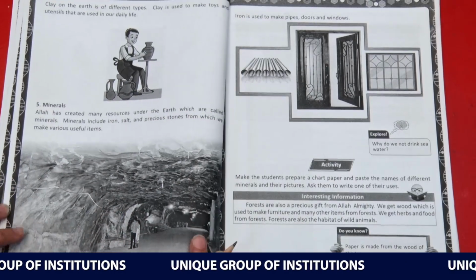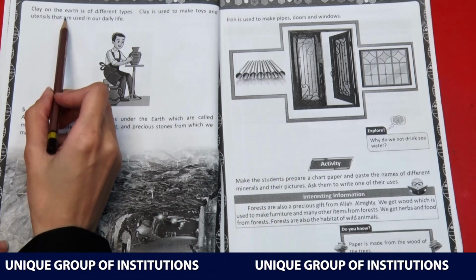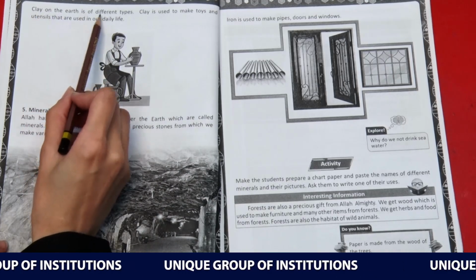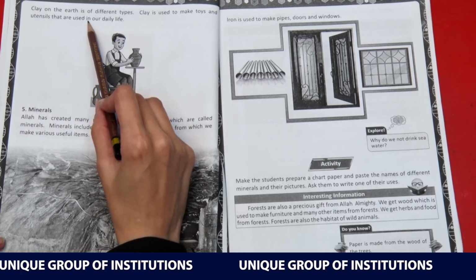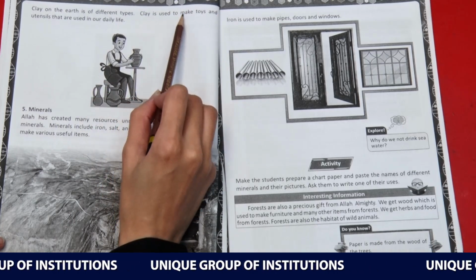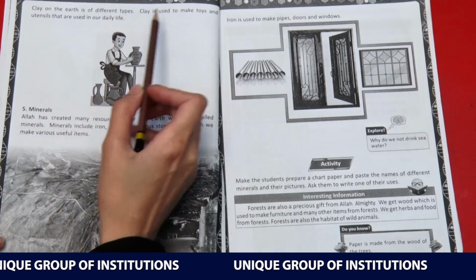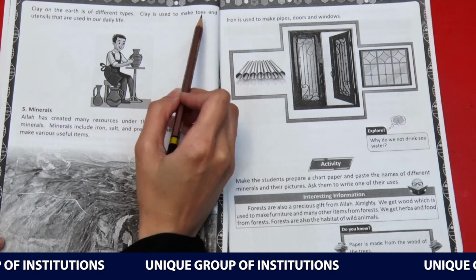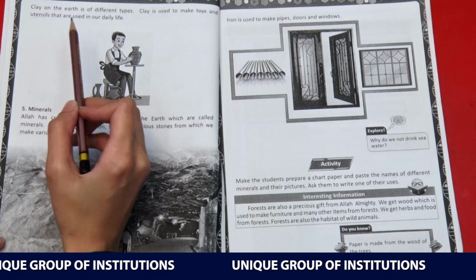Moving on to page number 5, here we will discuss the concept of clay. On the earth we have clay that is present in different types. It has different colors basically. Now what is the use of clay? Clay is used to make toys and utensils that are used in our daily life. Toys are used by children to play, and utensils are the things in which we eat basically.